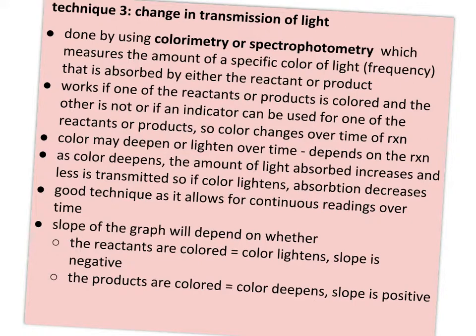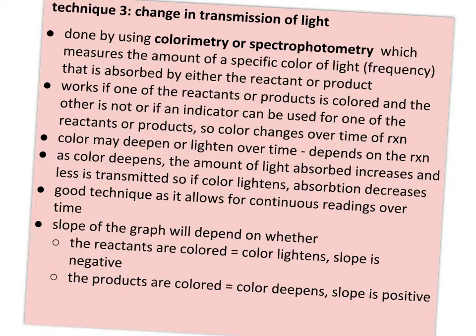Third technique depends on there being a color change between your reactant and product. And you can do it by using a colorimeter or a spectrophotometer, which measures the amount of a specific color of light that is being absorbed by either the reactant or the product. Whichever one has the color is the one that's absorbing that certain frequency. So it works well, obviously, if one is colored and the other one is not, or if an indicator can be used to color one of the reactants or products.